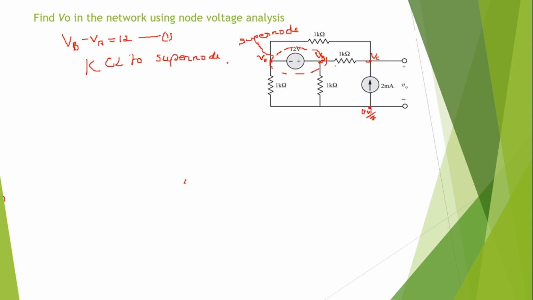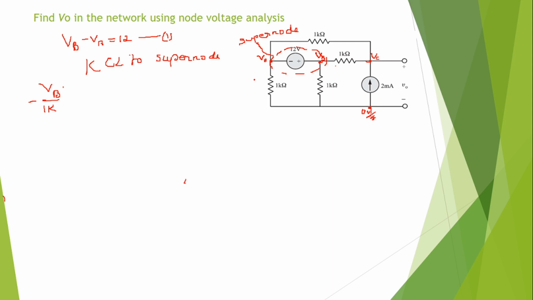So what is the current through this 1 kilo ohm resistance? It is VB minus 0, ground potential, so VB by 1K. This VB by 1K flows out of the node VB. As it is flowing out of VB, this is minus VB by 1K.